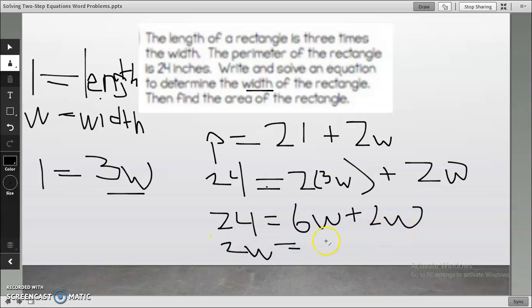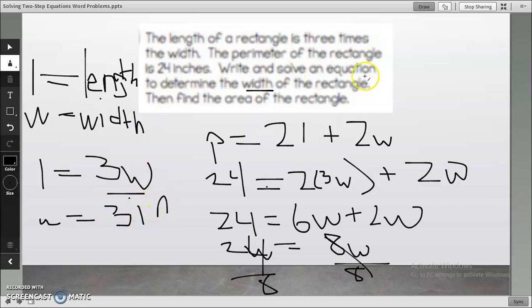And I'm going to solve now. Again, I have to combine my like terms, so I get 8W. Oops, that looks like a 2W. It's really supposed to be 24. I'm going to divide both sides by 8. They cross out, and I get the width is 3. And I did put dimensions here. Let me go back. It's inches. So the width is 3 inches.